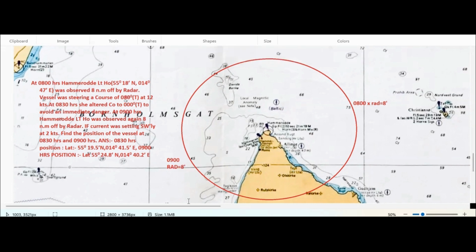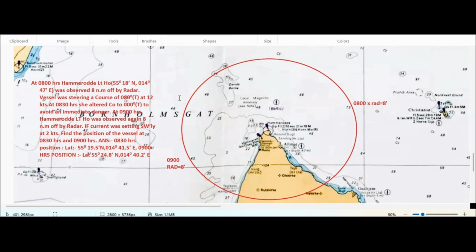Though the circle is the same, we'll be transferring the 8 o'clock position circle to 9 o'clock. Then only you'll get the position. And the two circles will be intersecting at two different points, and we have to decide which one is correct and which one is wrong. In the transfer of position circle, the first rule is to apply the course at the center of the circle. The center of the circle is Hammerod. You will be plotting the course and current starting from the Hammerod.